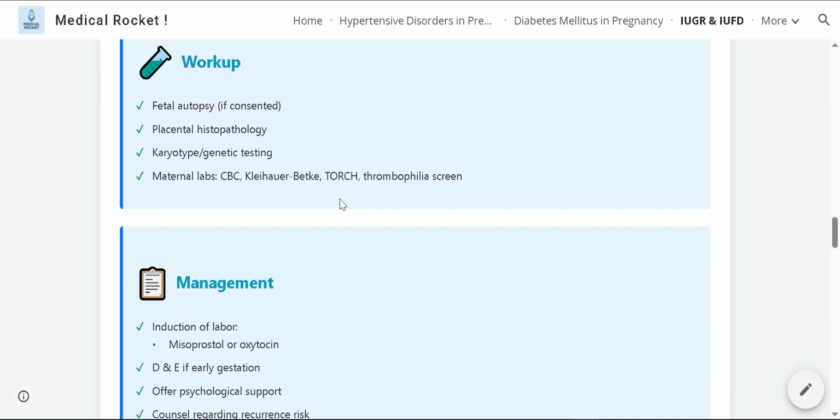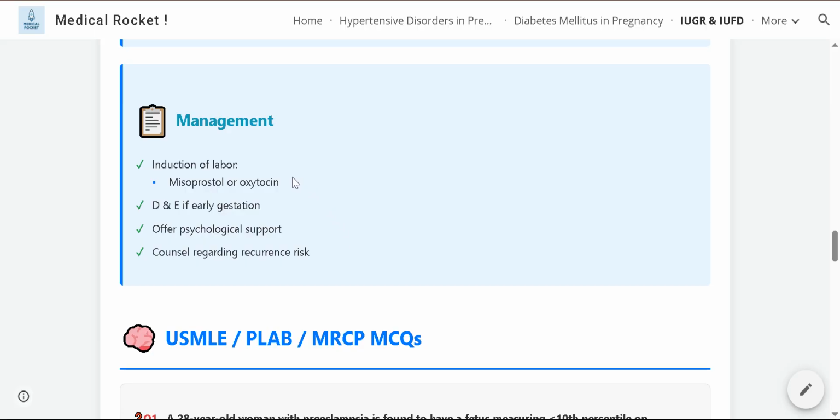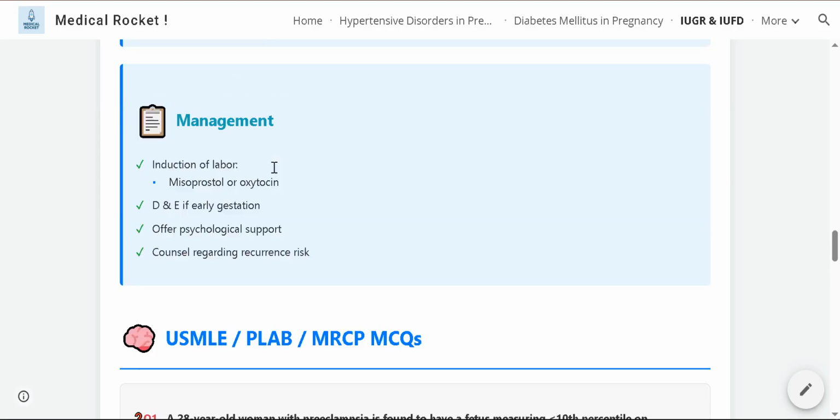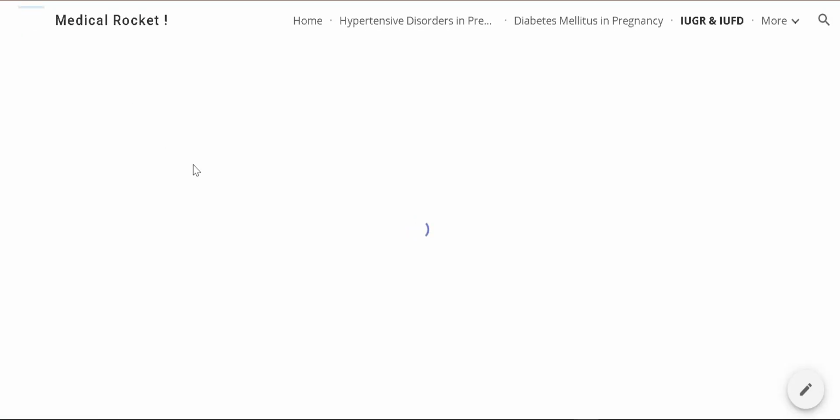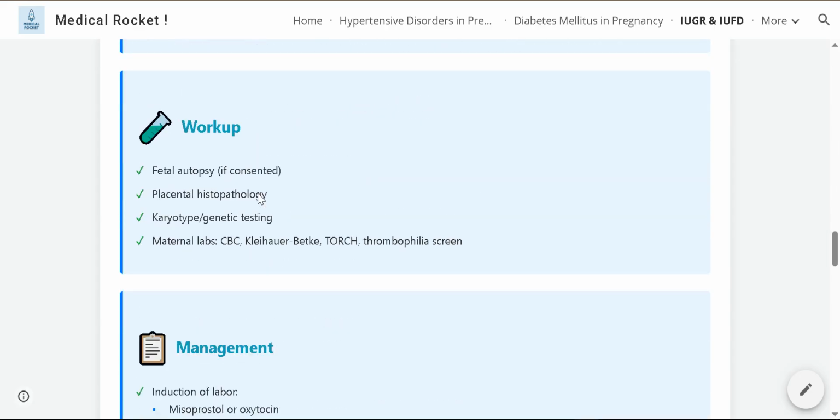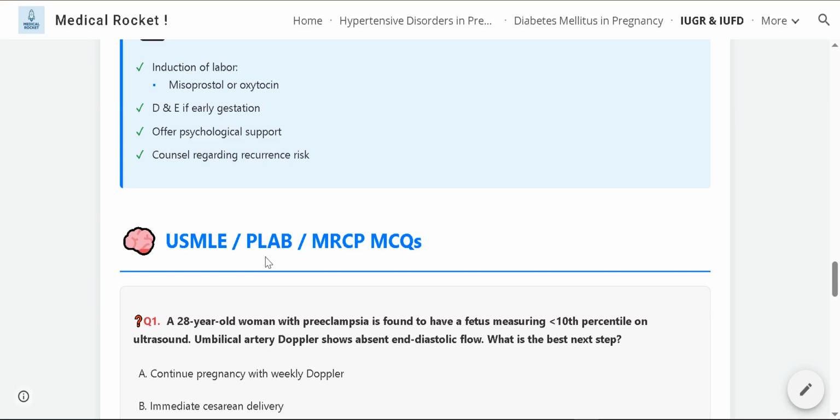Management depends on gestational age and maternal stability. For most patients, proceed with induction of labor. Misoprostol or oxytocin is used, depending on cervical status. If early gestation, dilation and evacuation, D&E, may be an option. Always offer psychological support. Grief counseling, bereavement care, and clear communication are vital. And don't forget, counsel about recurrence risk, especially if due to APS, SLE, or uncontrolled diabetes. Close monitoring in future pregnancies is key. Sensitive topic, critical content. This is Medical Rocket.